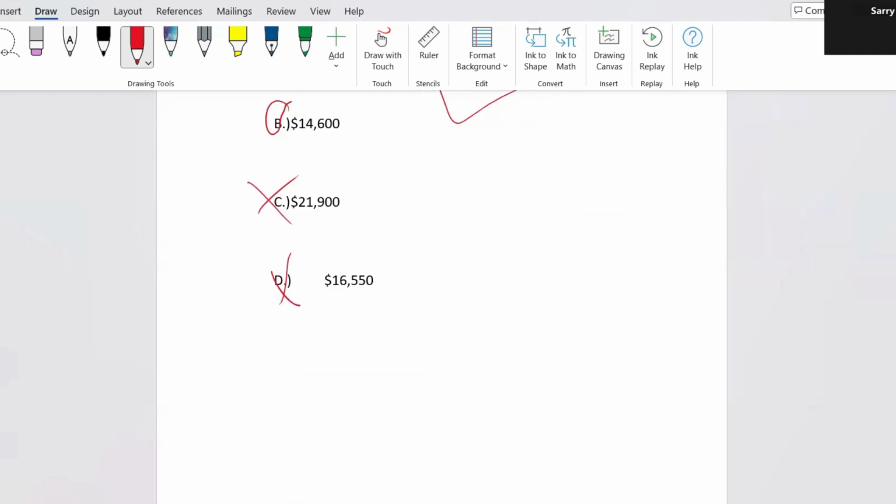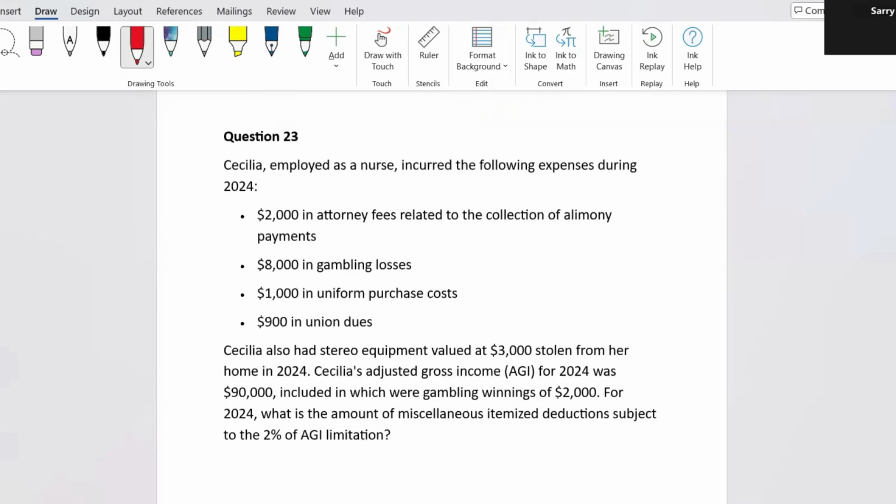Question 23. Okay, so this nurse incurred the following expenses: $2,000 in attorney fees, $8,000 in gambling losses, $1,000 in purchase costs, $900 in union. She had stereo equipment valued at $3,000 stolen from her home in 2024. AGI was $90,000. Included in the gambling winnings, $2,000. Now, very key question here. You need to zoom in here. For 2024, what is the amount of miscellaneous itemized deductions subject to the 2% of AGI limitation?